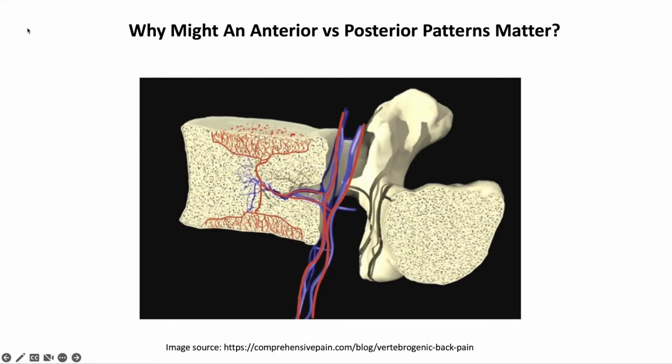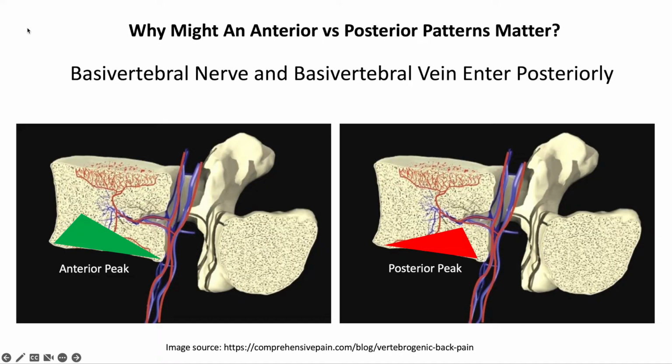Each vertebra has an anterior to posterior axis that can be defined by the location of the canal where the basivertebral nerve and vein enter. This canal is located at the posterior end of the vertebral body. If the peak of the modic lesion is towards the anterior, as seen in the green triangle on the left, then it is further away from the source of the basivertebral nerve and vein. While on the right, if the peak of the lesion is towards the posterior, as seen in the red triangle on the right, then the edema is near the structure where the nerve and vein are largest.